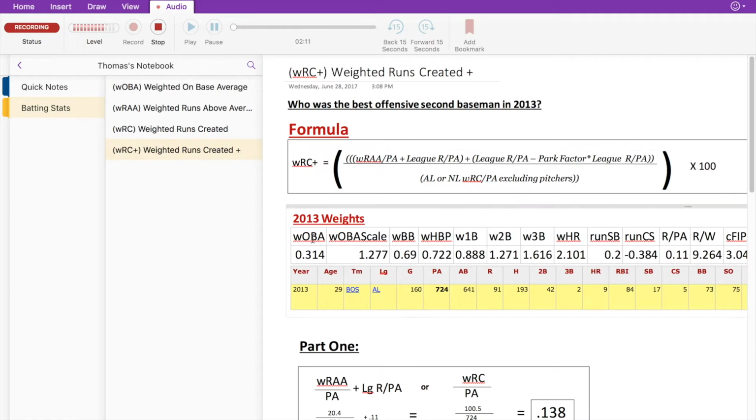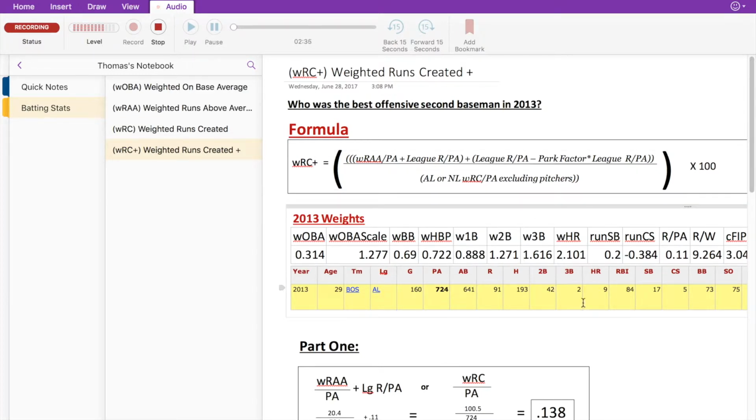So first we can start the formula. It's the weighted runs above average divided by plate appearances plus league runs per plate appearance. This is similar to the weighted runs created that we just did. You can see that down here. And then we adjust it for the league and adjust it for the park.